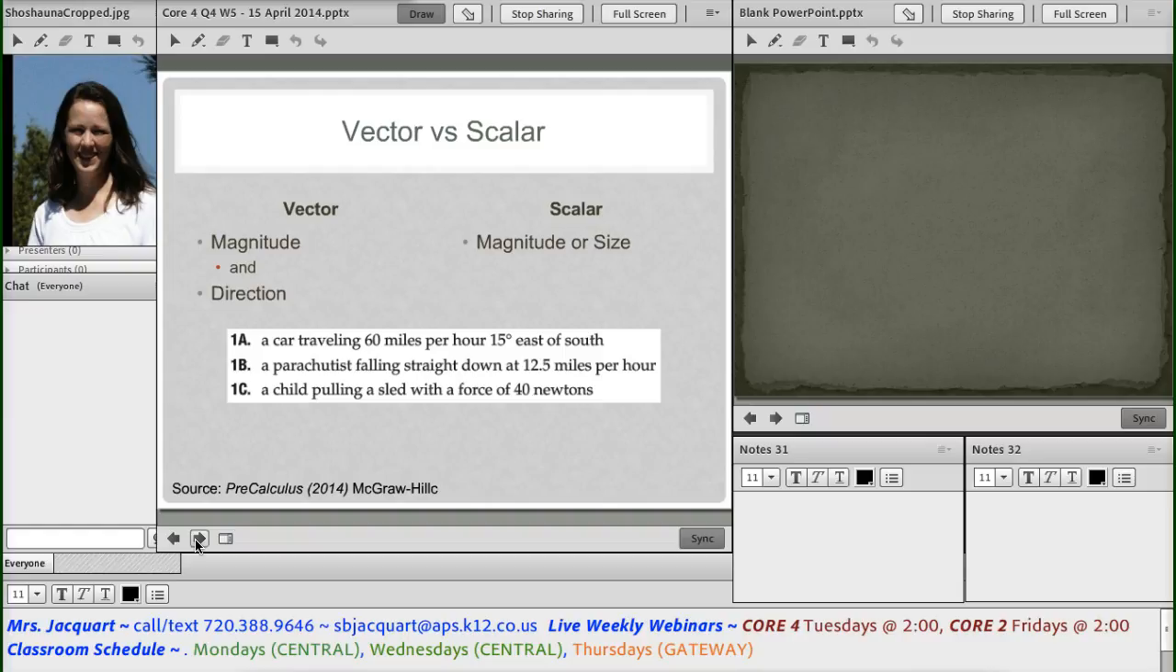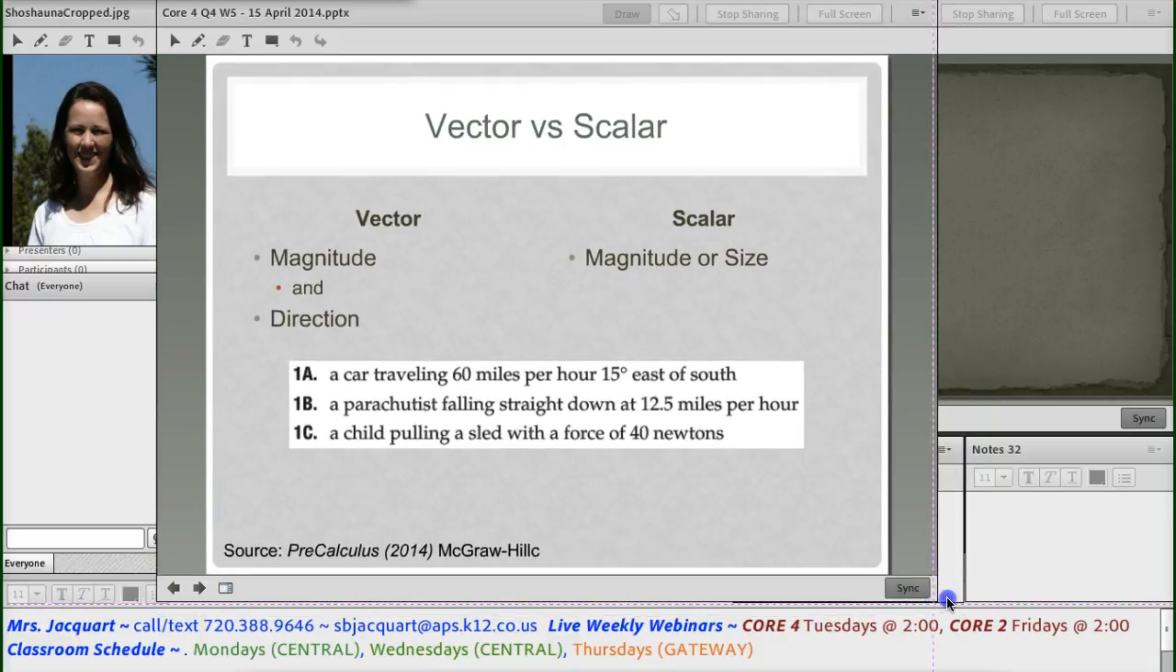I'm gonna make my screen bigger because I can. Nobody's here.